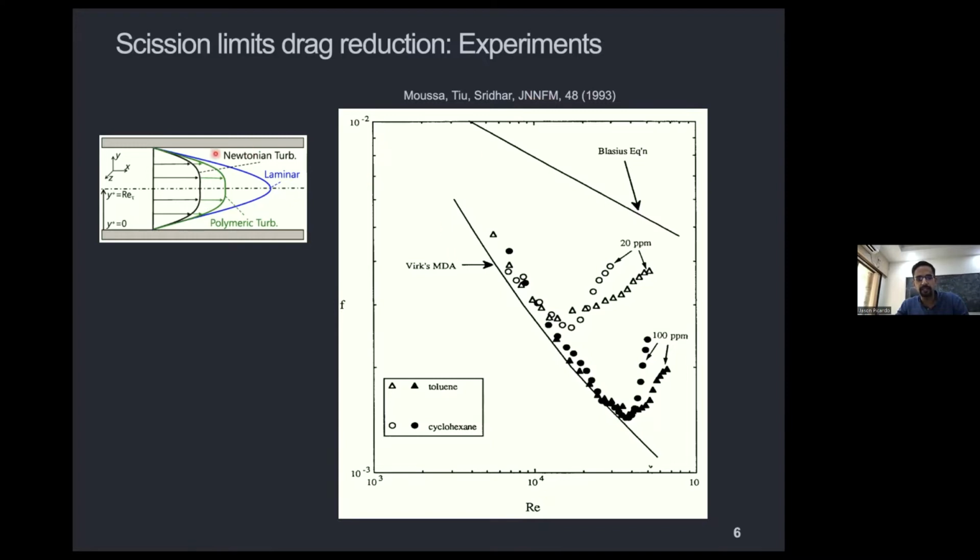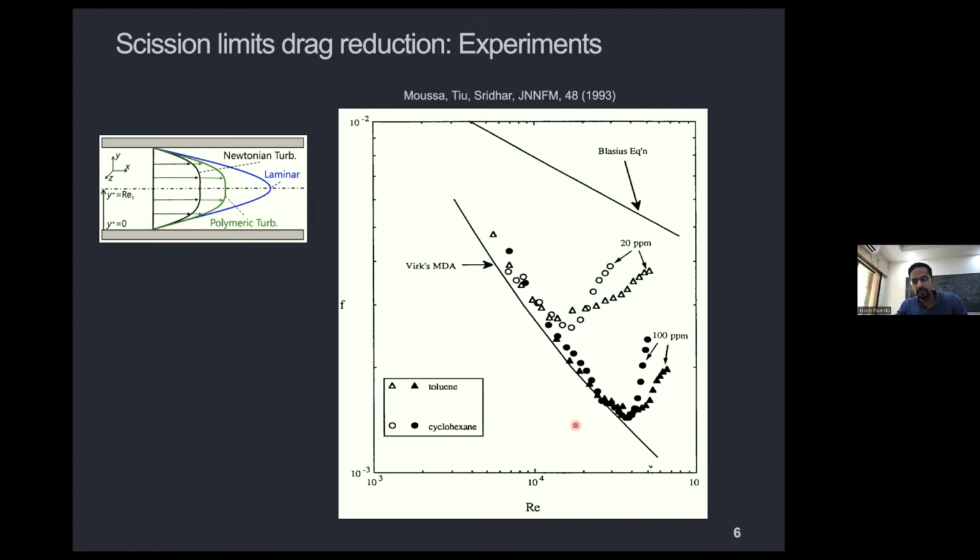Once again, it is flow in a channel, and we have two different types of polymers being introduced here. What's being plotted here is the friction factor versus the Reynolds number. The Newtonian result is this top curve, which is just the Blasius equation. And when you add polymer, you get this reduction in the friction factor, which is the drag reduction. Now, of course, this is the maximum drag reduction asymptote, which we cannot cross.